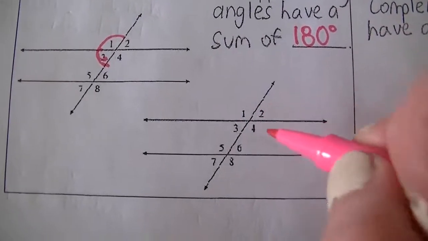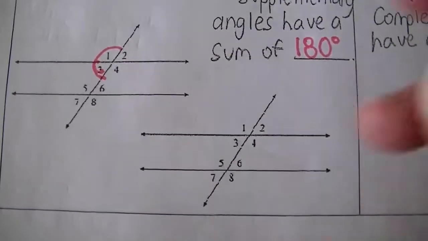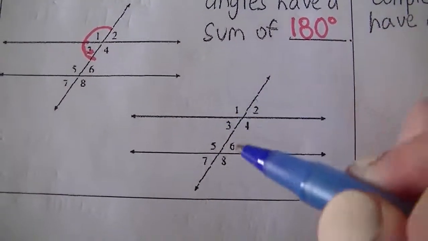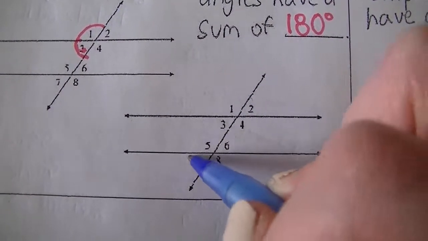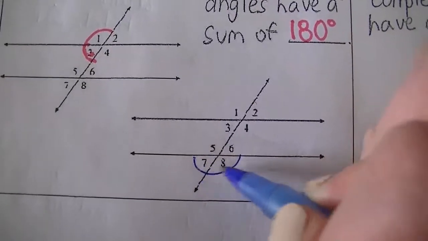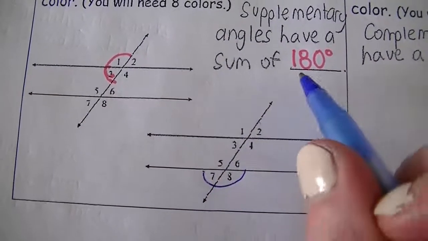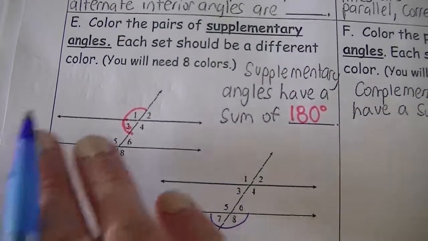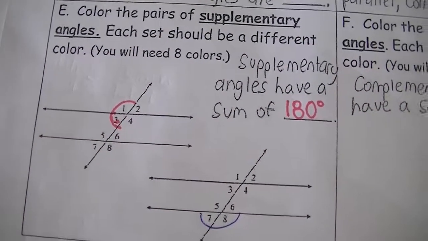Another one. Let's find one down here. Oh, I need a different color. 2 and 4. Those are supplementary. You can do 7 and 8. When you add those together, their degree measures are going to add up to 180 degrees, okay? So I knocked out 2 of the 8 examples that you need to find.